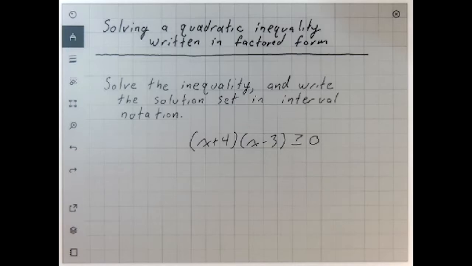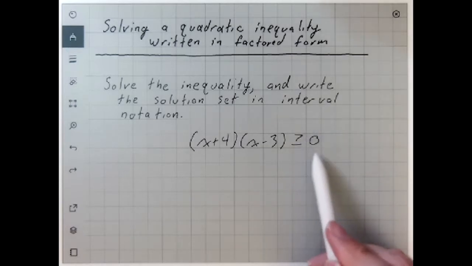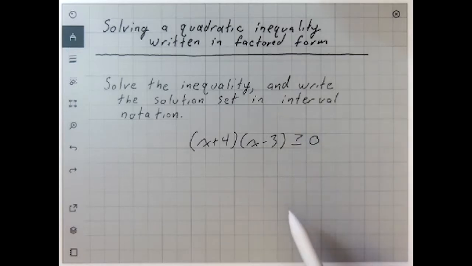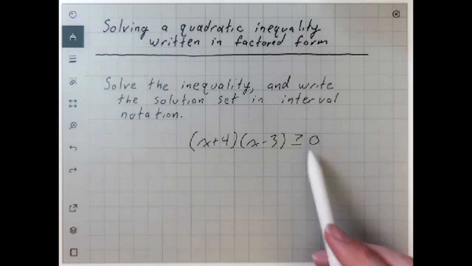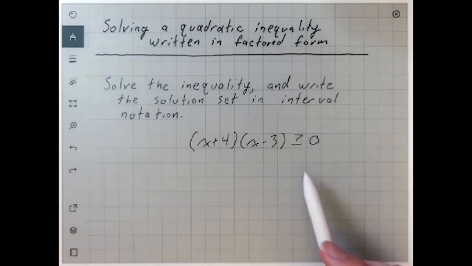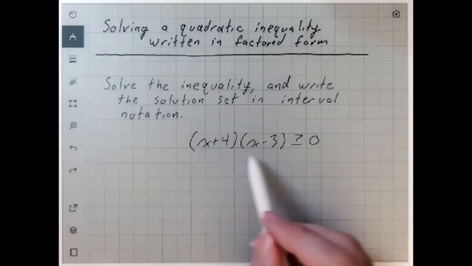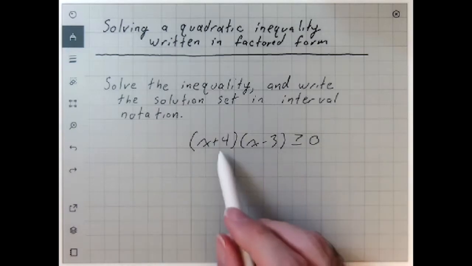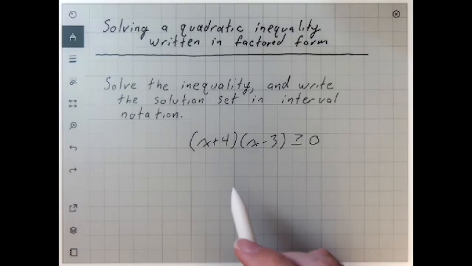There are a couple of things that make this problem very convenient for us. The first and most important is that the right-hand side of the inequality is 0. If the right-hand side were anything other than 0, we would have a problem. The next really useful thing is that the left-hand side is factored into two linear factors. Once again, that makes our life an awful lot easier, so we're really happy to see those things.